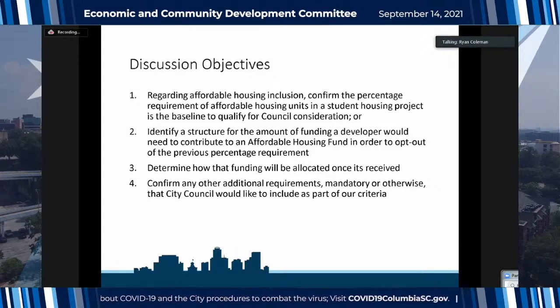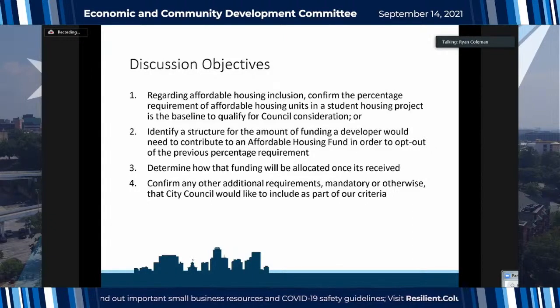We talked about the possibility, and this is for your consideration, of making some of those funds available to outside entities such as the Midlands Housing Trust Fund or Columbia Housing Authority. The way we've got it laid out right now, community development would receive those funds and deploy what they can internally, and then if it's council's will and the recommendation of staff, some of those funds could go to agencies outside the city.